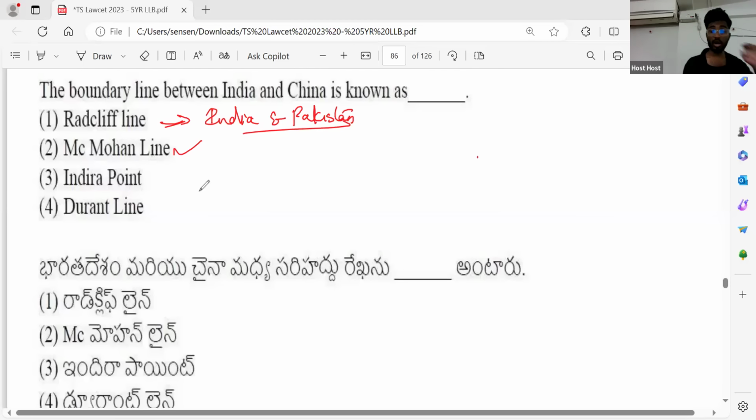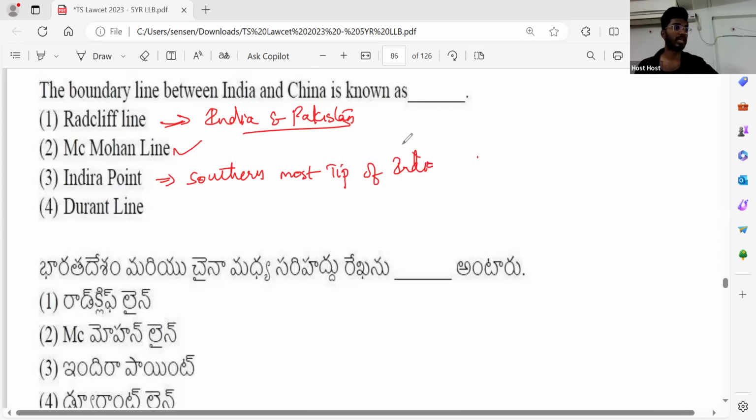Okay. Next, what is Indira Point? Indira Point is very interesting. Indira Point is the southernmost tip of India. Now it is not there. It is submerged, right? It is there in Andaman and Nicobar Islands, in the Great Nicobar Islands, and now it is submerged. It is named after our former Prime Minister, Indira Gandhi. Okay, so that is one thing.